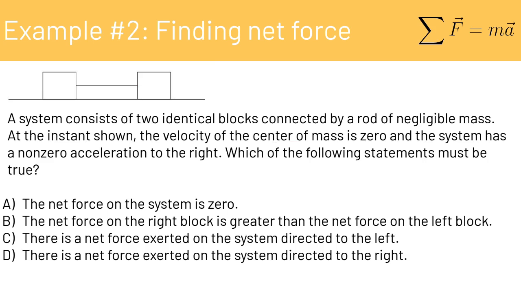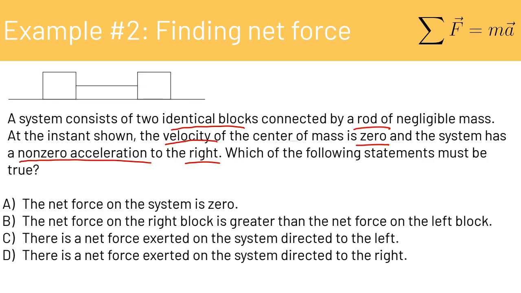Okay, example number 2, finding net force. A system consists of 2 identical blocks connected by a rod of negligible mass. At the instant shown, the velocity of the center of mass is 0, and the system has a non-zero acceleration to the right. Which of the following statements must be true? A, the net force on the system is 0. B, the net force on the right block is greater than the net force on the left block. C, there is a net force exerted on the system directed to the left. And D, there's a net force exerted on the system directed to the right.